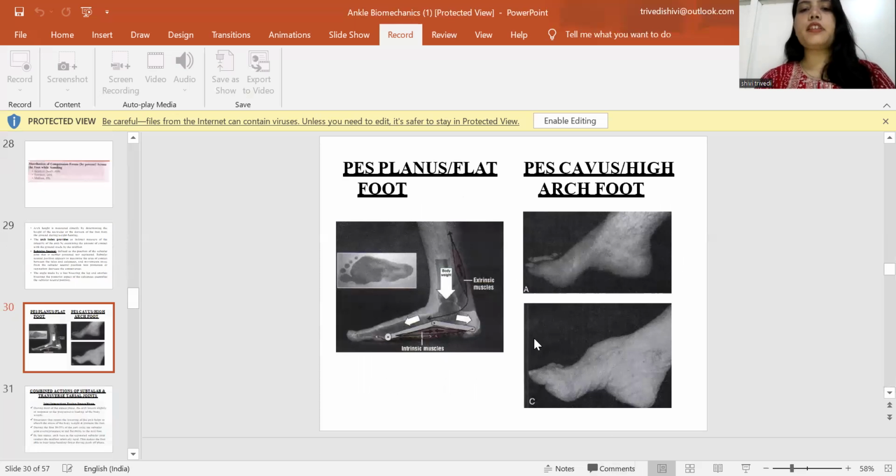This is pes planus foot and this is pes cavus foot. And this extensor muscle works downwards and it compresses the intrinsic muscles. And this is pes cavus, which is high arch foot.